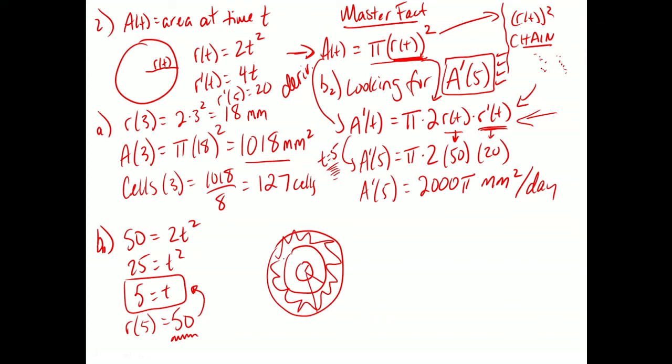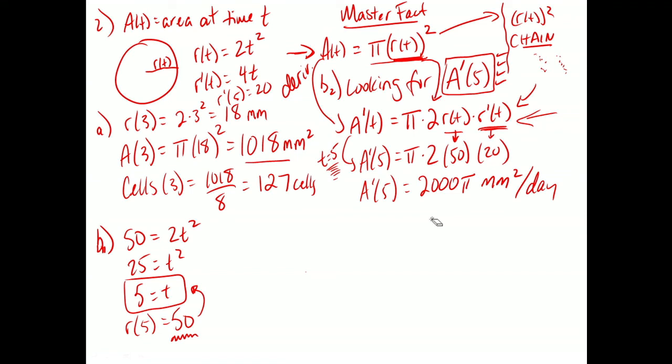So it's reasonable to ask a question like the one I just asked, because it's not always going to be 2000 pi every day. Because as I go through time, as I add a little ring around the edge each time, that ring is getting bigger and bigger each time. So if I asked about A prime at time 10 instead of time 5, you're going to get a much bigger number. But that's kind of neither here nor there right now.